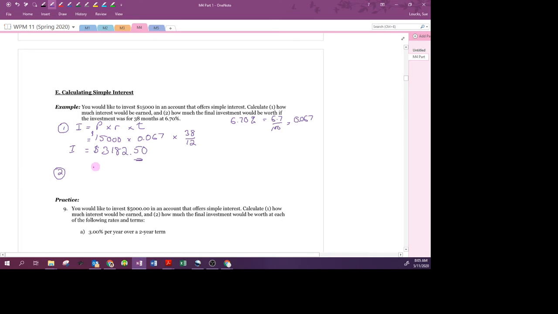And part 2 is A equals P plus I. So the principal was 15,000 plus the interest, which was 3182.50, and that equals 18182.50. So there's our second answer. Oh, dollars, I should put my dollar sign there. And here's our first answer, part 1. Okay? All right, go and do the practice, and I will meet you on page 6.